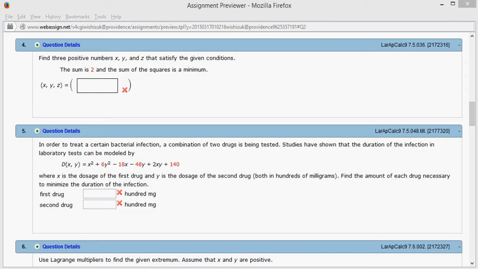Alright, let's look at homework 7.5, 7.6, problem number 4. We want to find three positive numbers x, y, and z so that the sum is 2 and the sum of squares is a minimum. Alright, so let's do that.